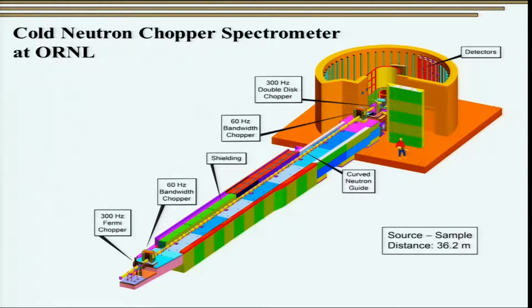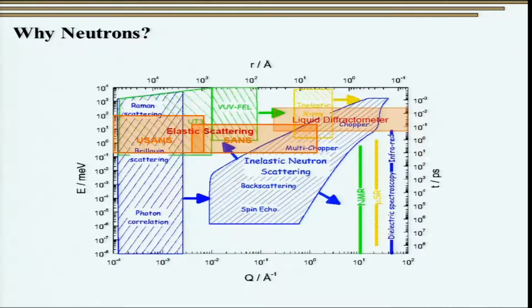And here you can see that we have a Fermi chopper. Let us not talk about it, but it is more of a chopper that controls the kind of wavelengths which are going in. We have a bandwidth chopper, then we have shielding. This is your neutron guide, and here is where our sample is, and these are all your detectors. These are pretty big, and you see the entire source to sample distance is huge, 36.2 meter, and all of this is shielded. You can see why at very high angles we can get information using the spallation source.